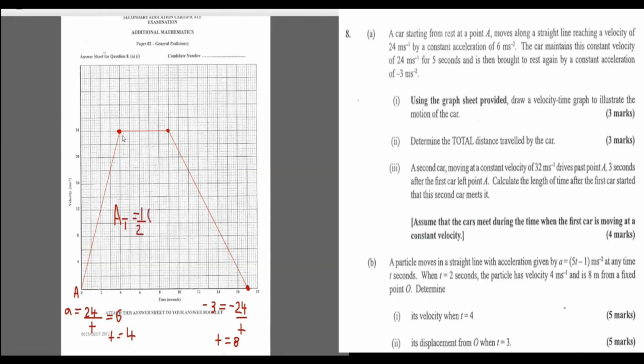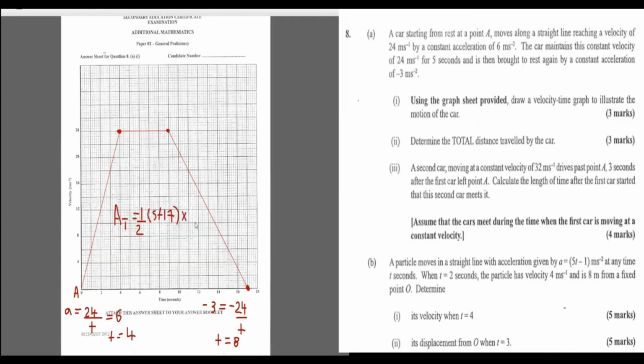Half the sum of the parallel sides. Wait, this is 4. Let me say this is 4. So from 4 to 9 is 5. So it's a half of 5 plus, this distance here is 17. So half of 5 plus 17 times the perpendicular height, and the height is 24.